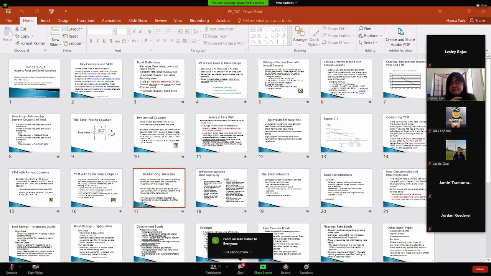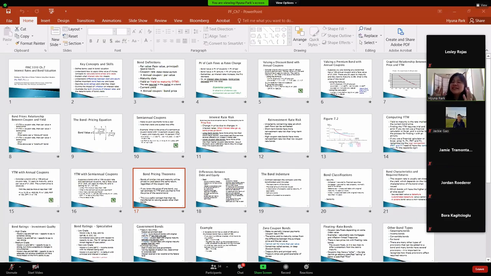Let's continue. After you master bond calculations and the theory behind it, let's broaden our scope and think about why we are learning this kind of bond calculation. Remember, this class is about making financial management decisions in a corporation. So why do corporations need bonds? Many corporations sell bonds, issue bonds. Why? To raise capital, to borrow.